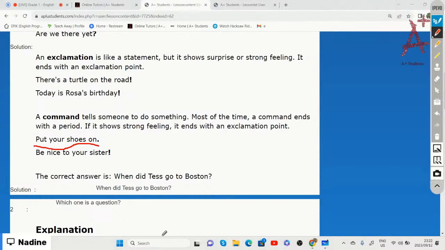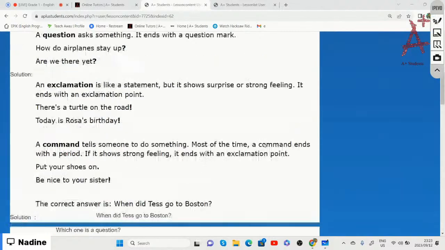But now, if you're showing strong feelings, then you can say, be nice to your sister. That is like maybe if you and your sibling are not being nice with one another. So now you show strong feeling and it ends with an exclamation point.